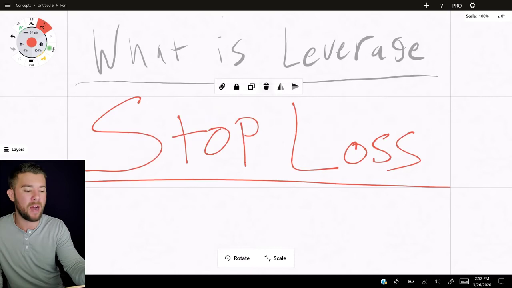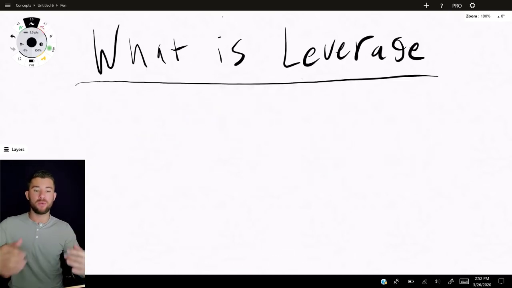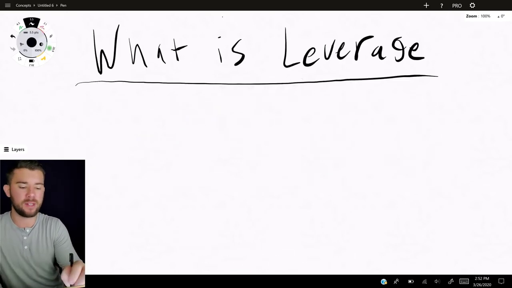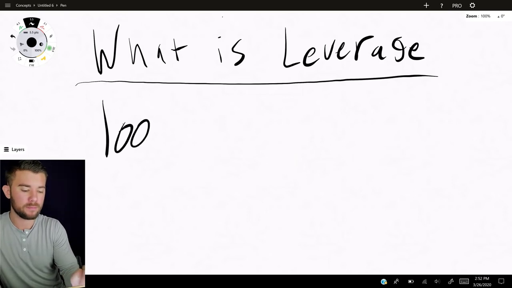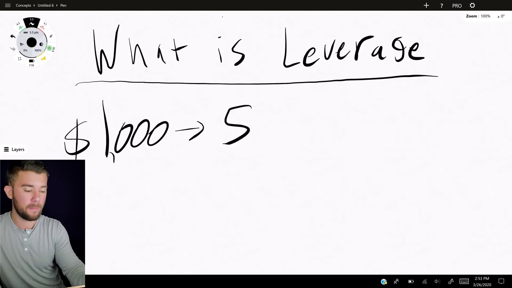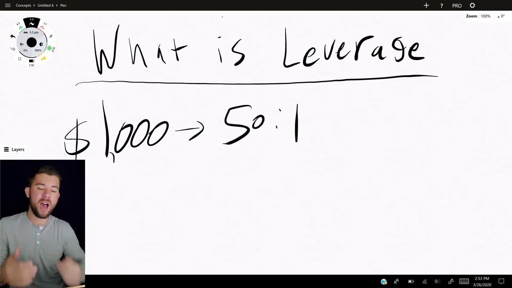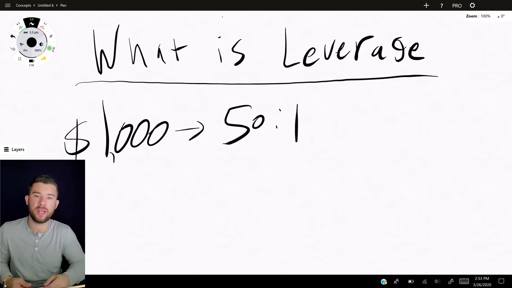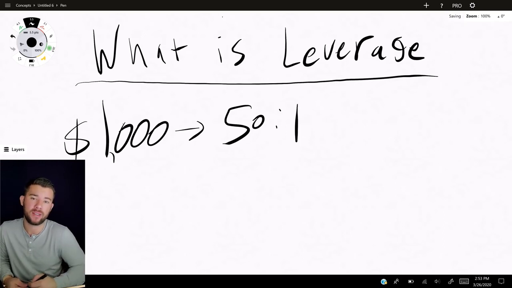But let's talk about the power of leverage and what it can actually help you do. Same scenario we've been discussing. $1,000 account with 50-to-1 leverage. So if you have a $1,000 account and 50-to-1 leverage, what's the correct way of using that leverage?